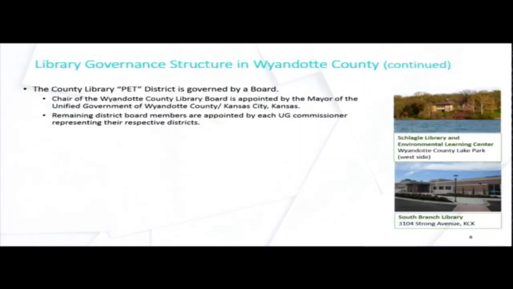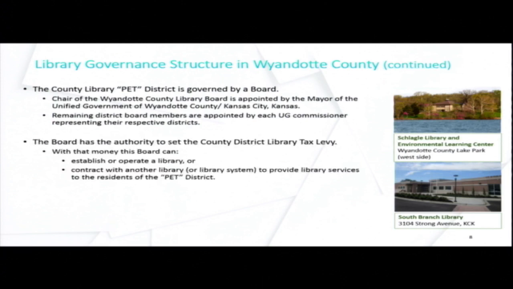All right. So the county library district is governed by a board, and the board chair is appointed by the mayor of the Unified Government, and the remaining board district members are appointed by the respective UG commissioners in the different UG districts. So the board, as I mentioned, has the authority to set the county library tax, and with that money, they can either establish or operate a library, or they can contract with another library system to provide services to residents of the district. That latter one is what we have here.